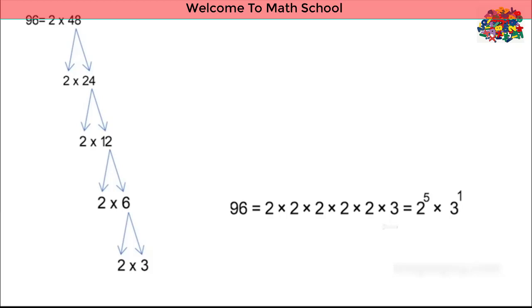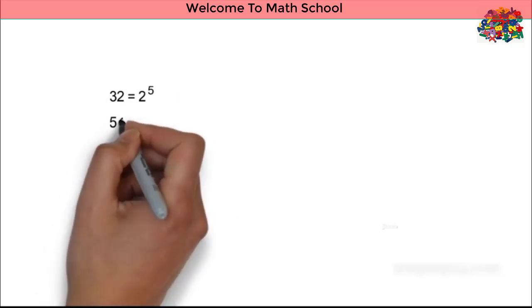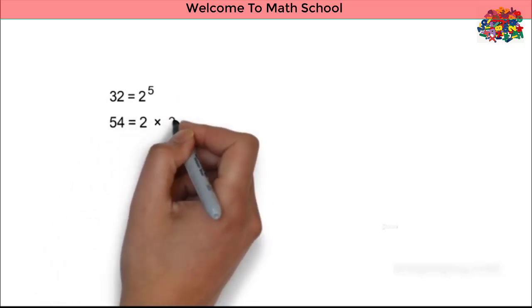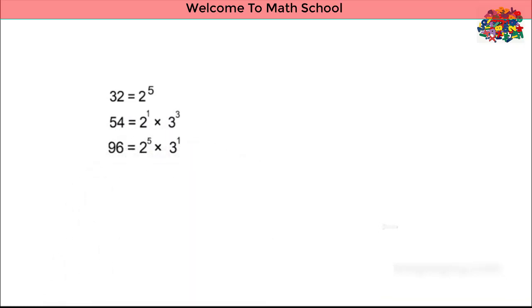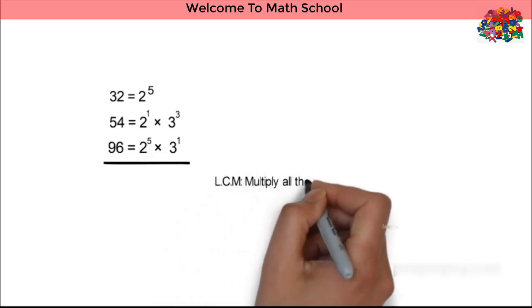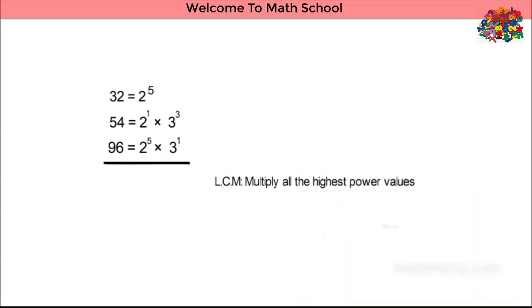So now how to find your LCM and how to find your HCF. Now 32 is equal to 2 to the power of 5. 54 is written as 2 to the power of 1 and 3 to the power of 3, and 96 is written as 2 to the power of 5 and 3 to the power of 1. Whenever you are trying to find the LCM, take the highest power of the values, and whenever you are finding the HCF, take the least power values and multiply the least powers.